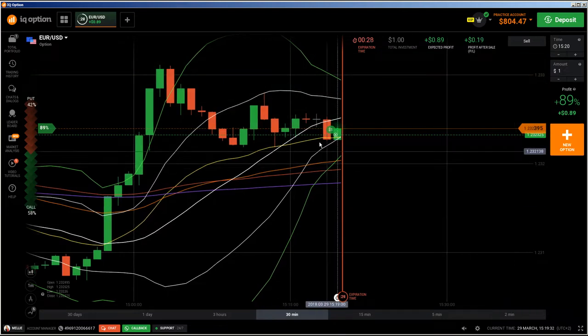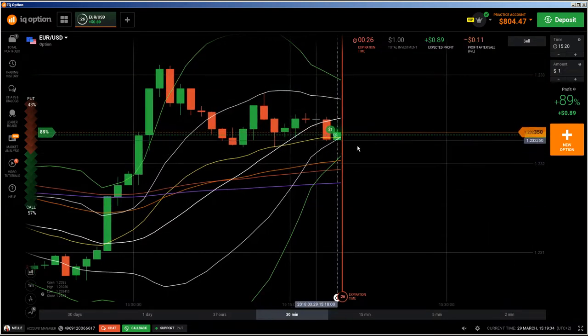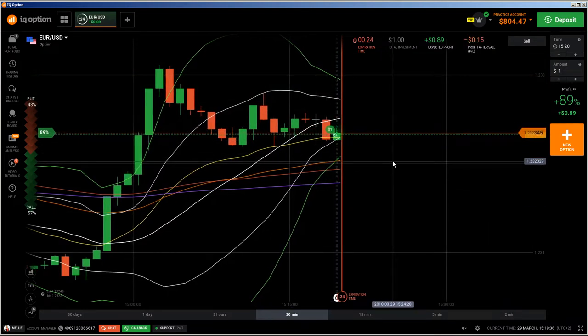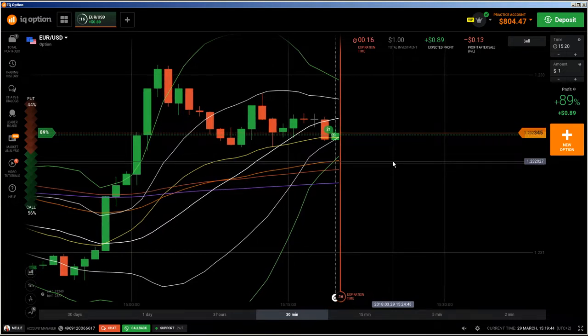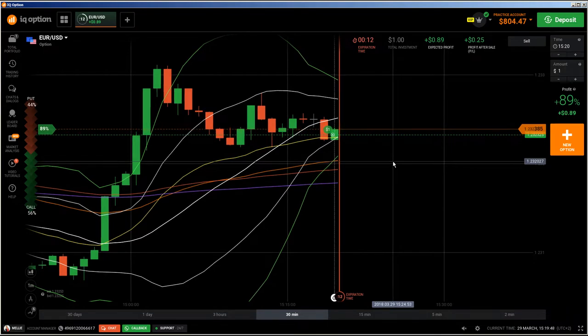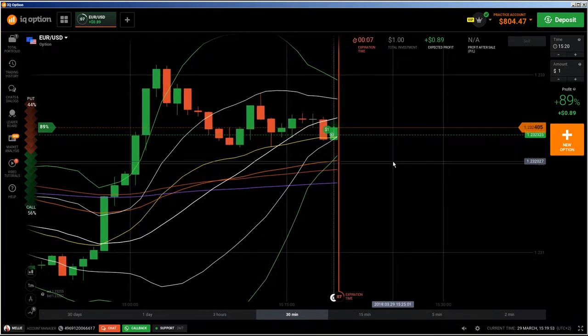The EMAs are flat, the distance is good, which I have also explained in the ebook, and that's a sure shot one. That's the reason why I entered into this call trade. It was a little bit late, I should have entered a little bit earlier, but I'm pretty sure that this will be in the money because that's the sure shot one, and I can show you this again.